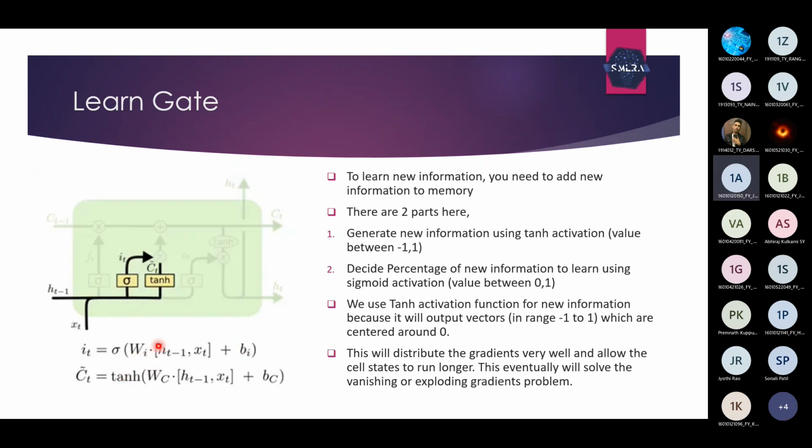And for this tanh, you do the same thing, but you multiply it with W_c. This is a different weight matrix, and you add a different bias. The output of tanh will give you C_t bar. By multiplying these two values, at this multiply over here, you get the amount of information to add.